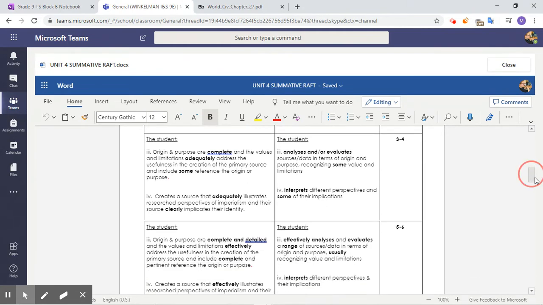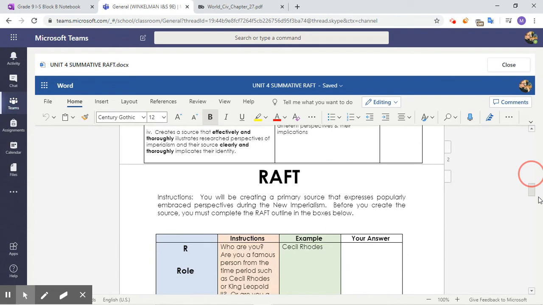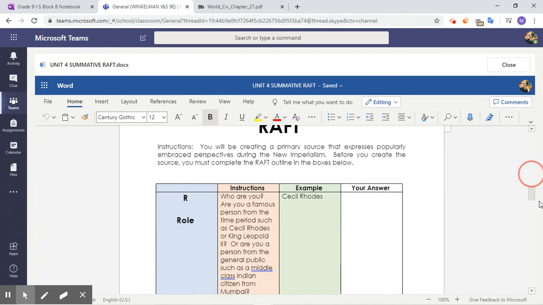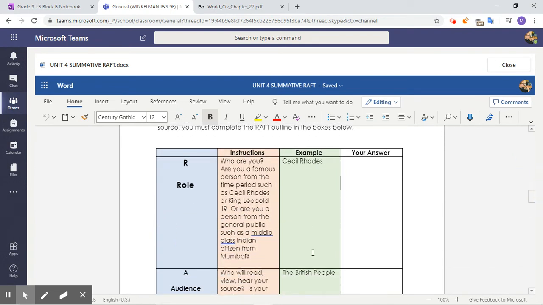Now, here is where you actually start to fill things out. The RAFT. And I have an example in this column. I did this myself. We have instructions, what you do for the role. Here's my examples, and then you write yours here for your primary source. Who are you going to be? Who are you from this time period?